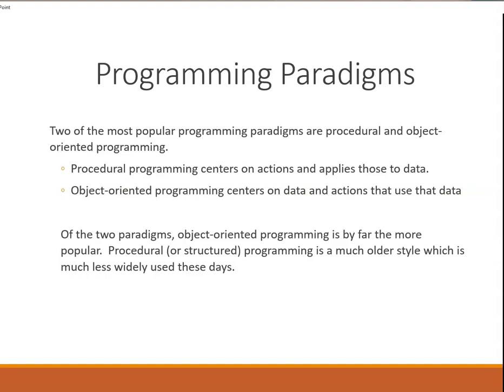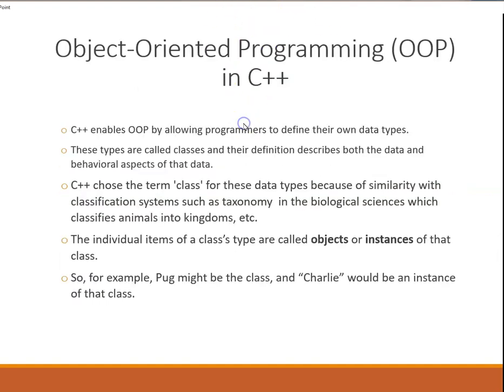Procedural programming centers on actions and applies those actions to data. Object-oriented programming centers on data and actions that use that data and attempts to model representations of concepts in the real world. Of the two paradigms, object-oriented programming is by far the dominant one these days. Procedural or structured programming is a much older style, which is much less widely used these days, but some of the concepts still do carry over.